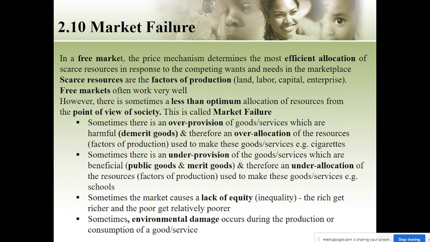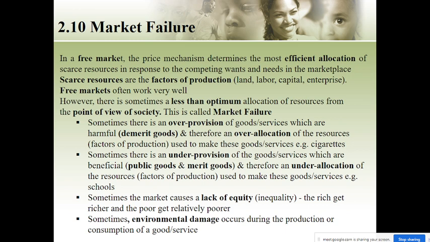So what kind of economic resources do we have? Land, labor, capital. If they are equally distributed in the society and in the markets, the market will work freely. If they don't have resources, then the market will obviously be in a failure situation. So what are the reasons behind market failure?